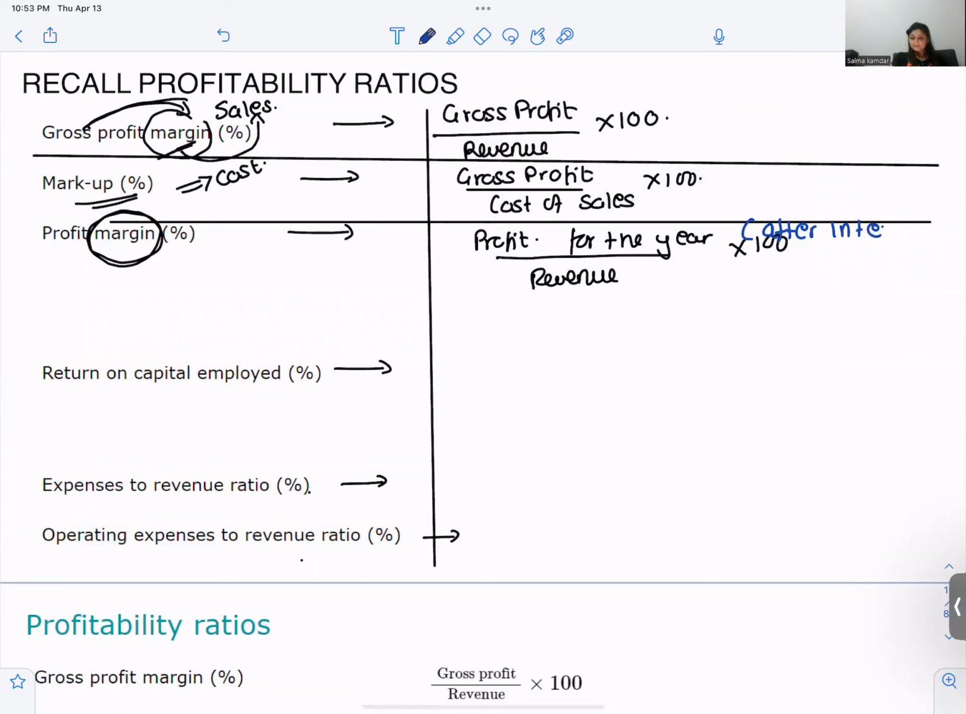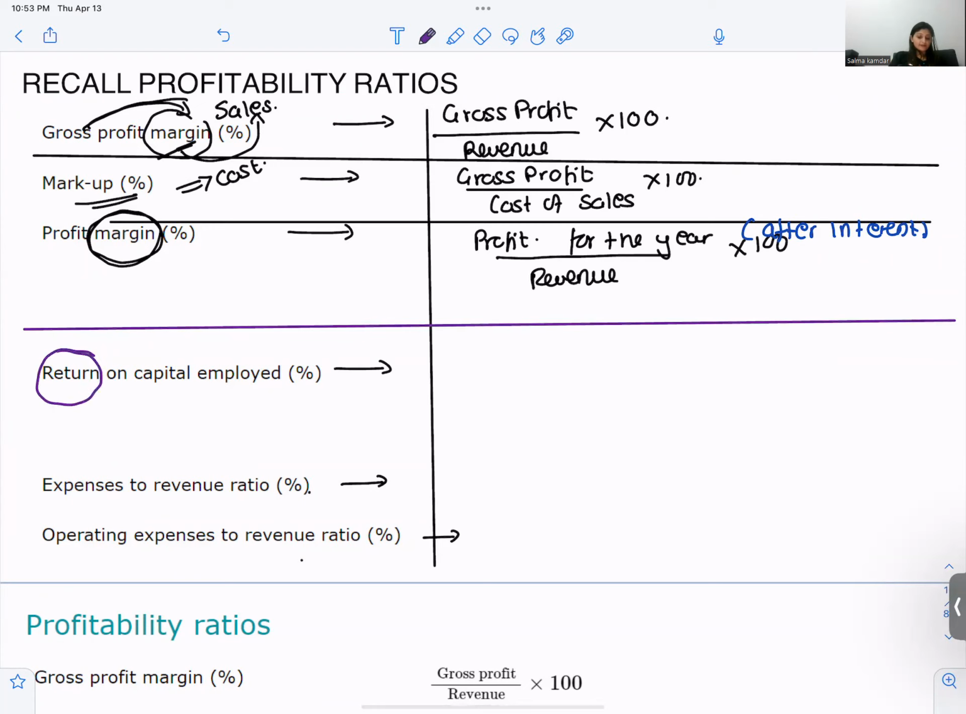Okay. Now return on capital employed. What is the formula for return on capital employed? Return on capital employed is cost of sales divided by capital employed into 100. What is the return that you get when you do this? Return you get is profit, or profit before interest divided by capital employed into 100.